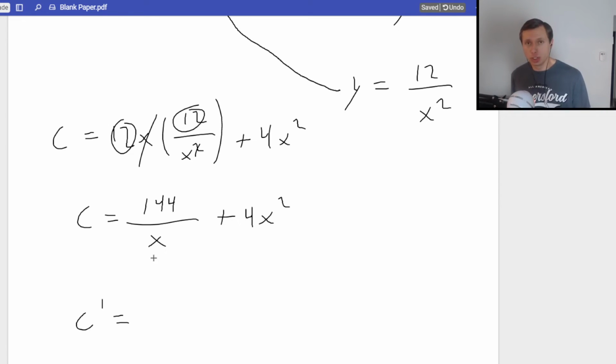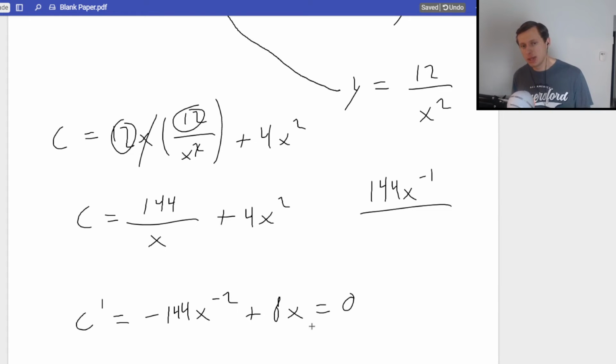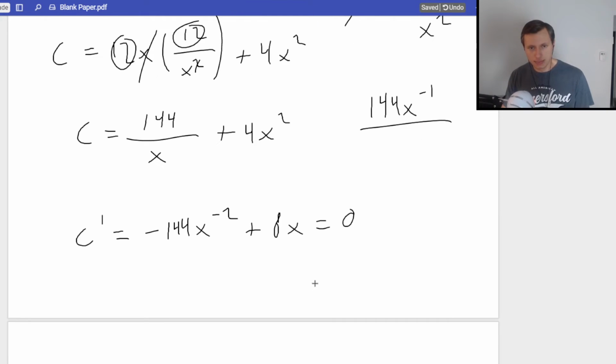Now, if you don't want to do a quotient rule, you don't have to, if you rewrite it as 144x to the negative first power, right? Whenever you write negative first power, you get to bring it back up to the numerator. So the derivative of this is negative 144 times x, now to the negative second power, plus the derivative of 4x squared, that's going to be 8x, and now we set this equal to 0. Okay? Did I lose anyone yet? Am I going too fast for anyone? Okay, let me know if I'm ever going too fast.